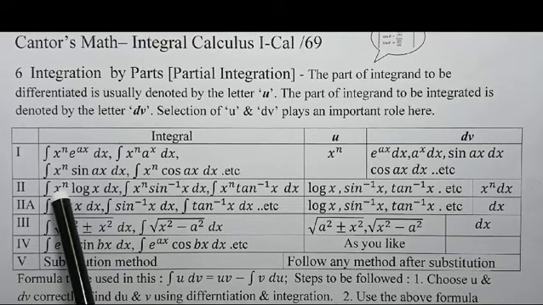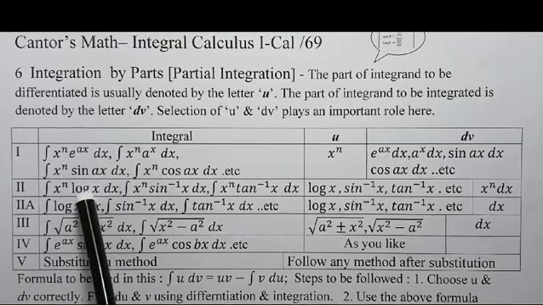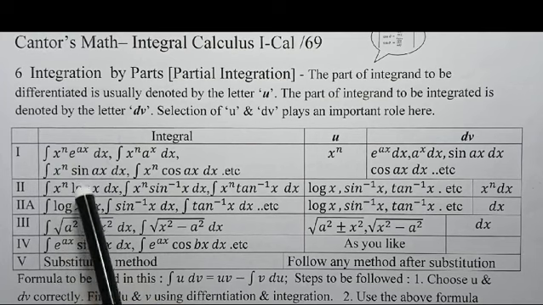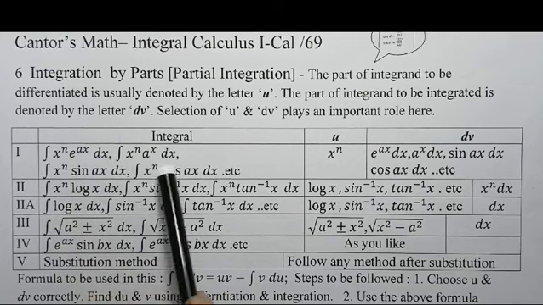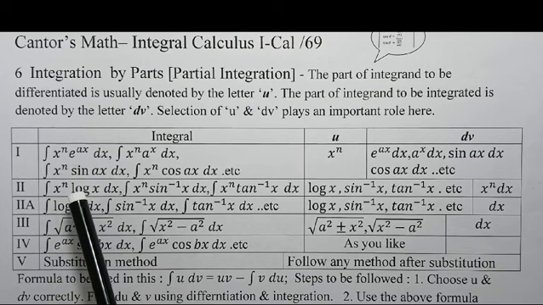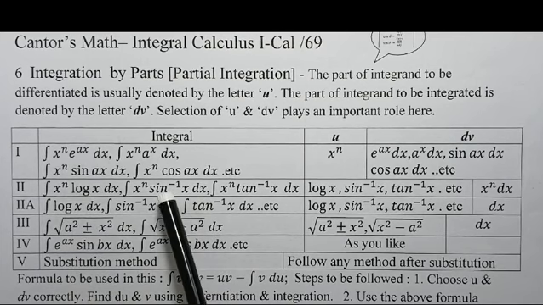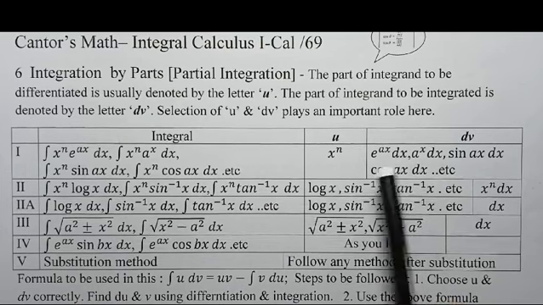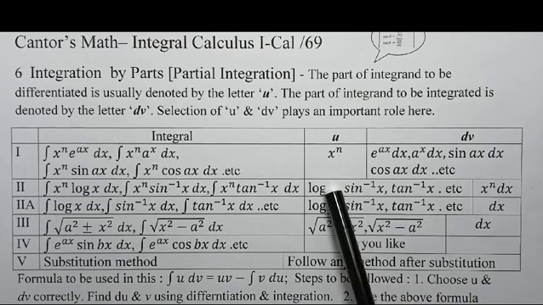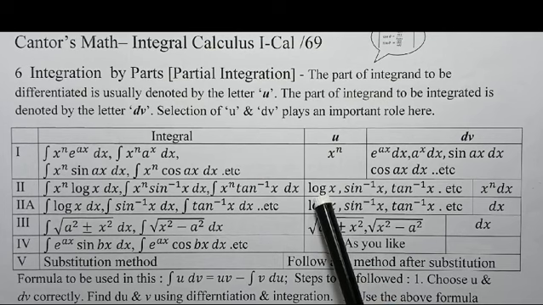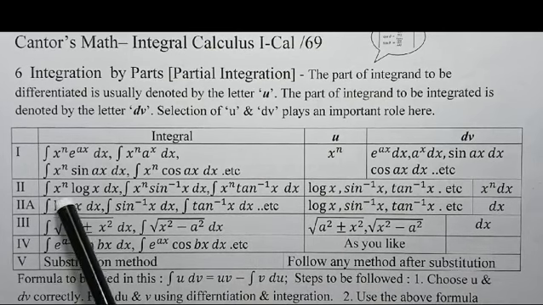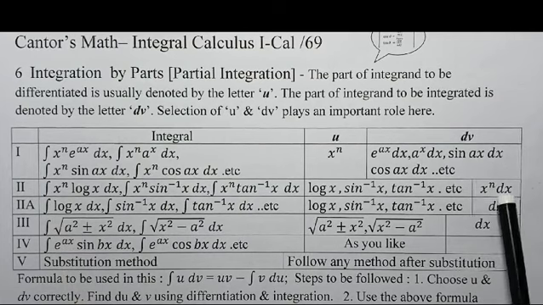Here we have integral x^n log x, and don't forget, this is log x, and inverse functions, sin inverse x, tan inverse x. It is the same x^n, but instead of e^x, a^x, sin ax, cos ax, here we have log x, sin inverse x, tan inverse x. Here it changes. Be careful, u and dv change. In the place of u, you take log x, sin inverse x, tan inverse x. Remember this, and for dv, you just take x^n dx, that's all.